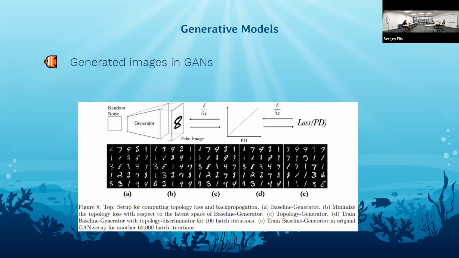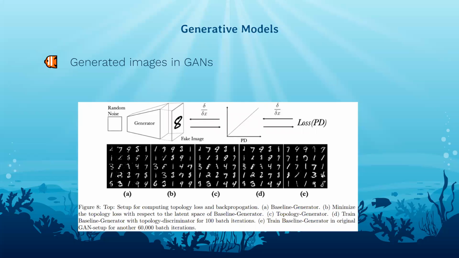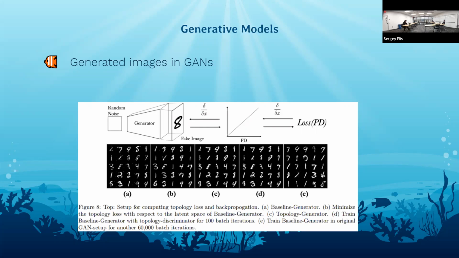Yeah, I do have a question. So this is just a generative loss, right? Yes. They treat the topological loss as a regularization constraint on the generated image, right? So I mean, I don't know.